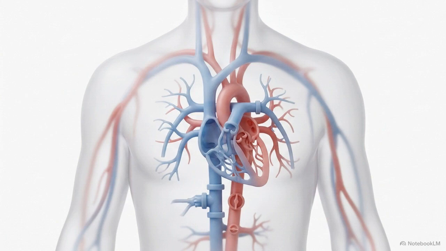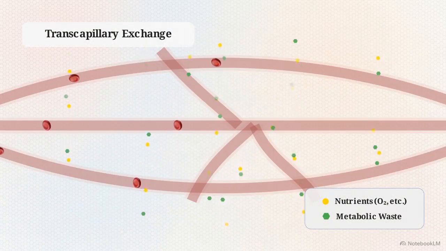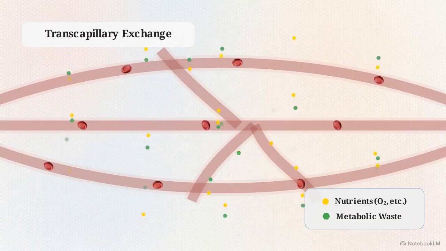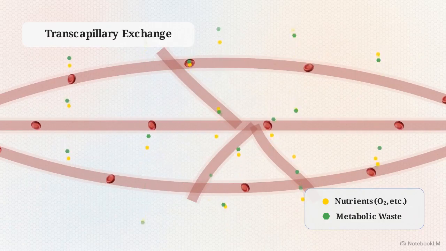The heart and major blood vessels get all the attention, but physically, they're just the plumbing. The actual life-sustaining work of the cardiovascular system, the delivery of nutrients and the removal of waste, happens entirely on a microscopic scale. Let's map out exactly how blood moves through this network.